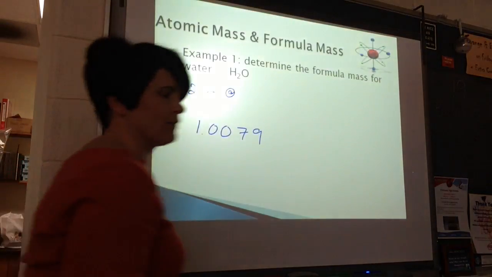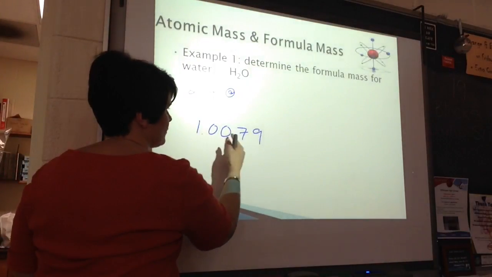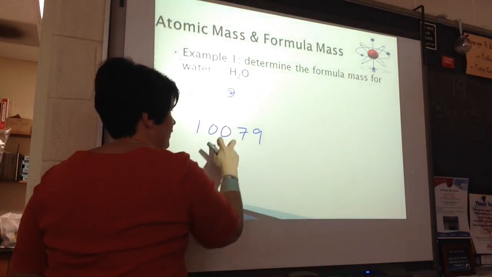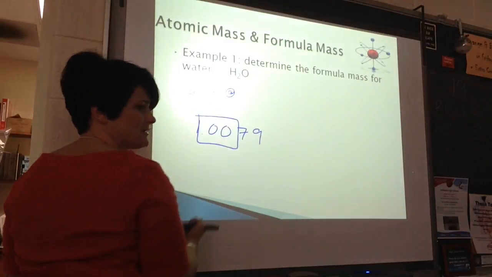You don't have to write this every time. I'm just showing it to you this one time. Okay? So this is what your periodic table says. You want to keep these 2. Do you understand? You want to keep 2 past the decimal.